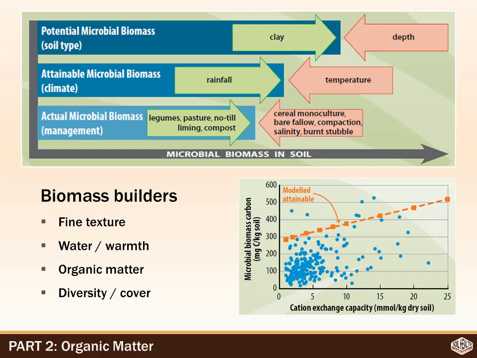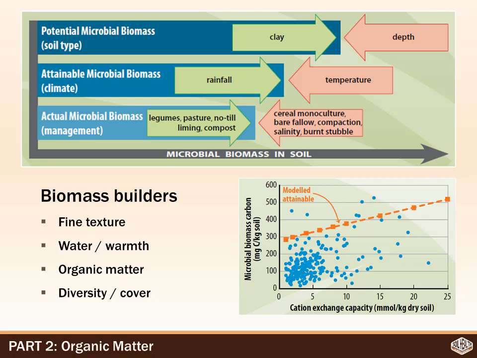Sometimes in talking about biomass, one might refer to the potential versus the attainable versus the actual biomass. The potential biomass refers to the most biomass that one might hope to attain given a certain soil type and where one is in the soil profile. Clay soils with more pore space would tend to increase the potential, whereas increasing depth decreases the amount of biomass that one might expect to find.